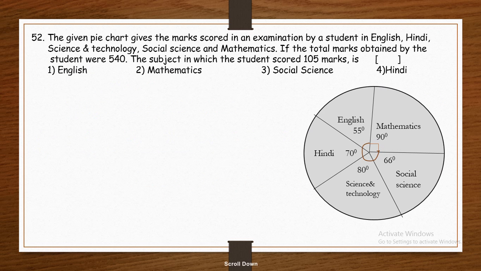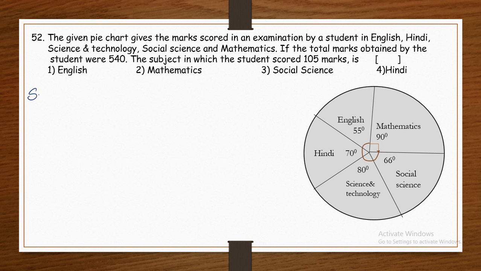Next moving on to question number 52. If you observe this, this is a pie chart. So based on this, a question is asked. The given pie chart gives the marks secured in an examination by a student in English, Hindi, Science and Technology, Social Science and Mathematics. If the total marks obtained by the student were 540, the subject in which the student scored 105 marks is. So he is asking you in which subject he got 105 marks.